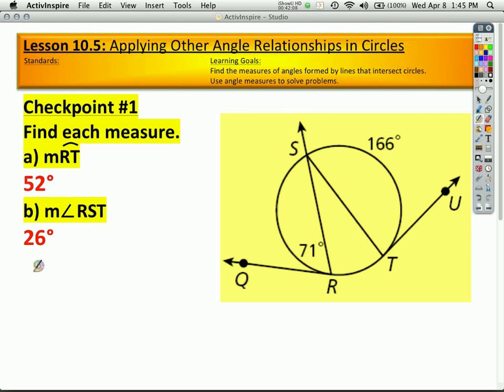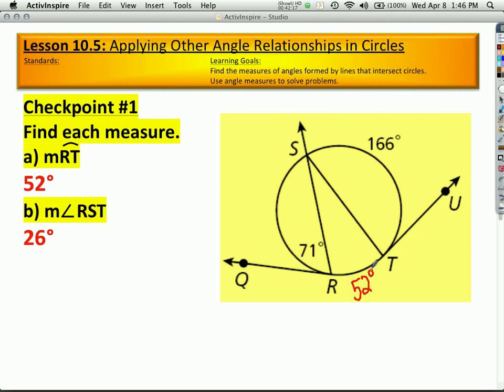Part B? You got part A? So you got that this arc was 52 degrees. This angle will be half of that. That's okay. It's a simple memory lapse, no big deal.